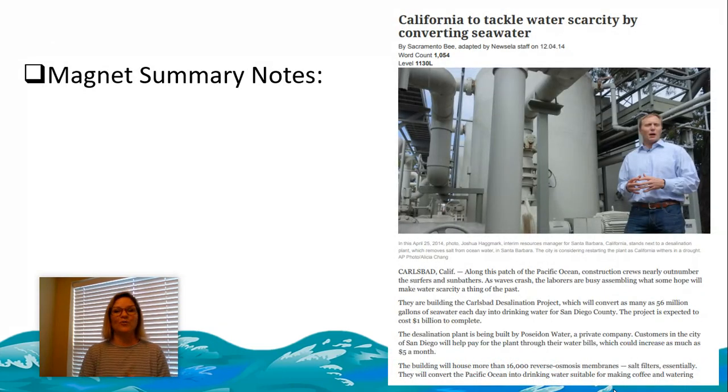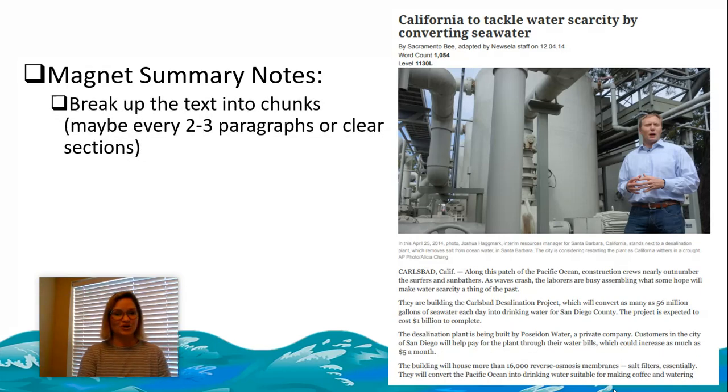All right, so what are magnet summary notes? The first thing you're going to do, as any good reader that's trying to dissect a text, is you're literally going to dissect the text. You're going to cut it into chunks. By breaking it into chunks, you're going to tell your brain, I got to stop. I got to think about this before I move on so that I know that I have everything I need in order to create that summary.